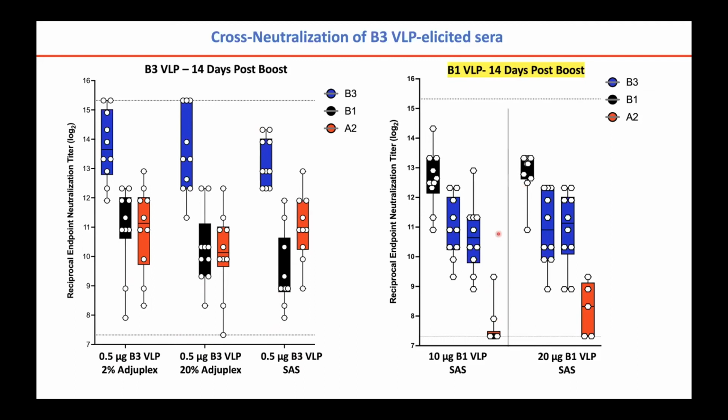So this was all done with SAS with the B1 VLPs. This is B3 with SAS. Do you think it could be that once B3 has become dominant, the cross-reactivity that natural infection makes might be better than the B1 clade when it was circulating? Might that be an indication here?